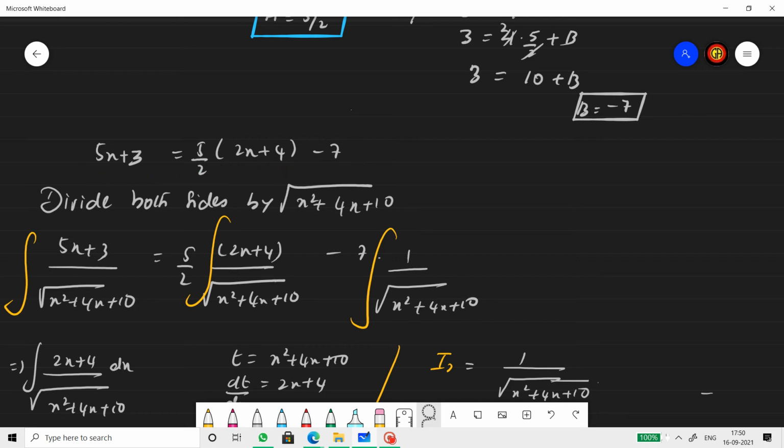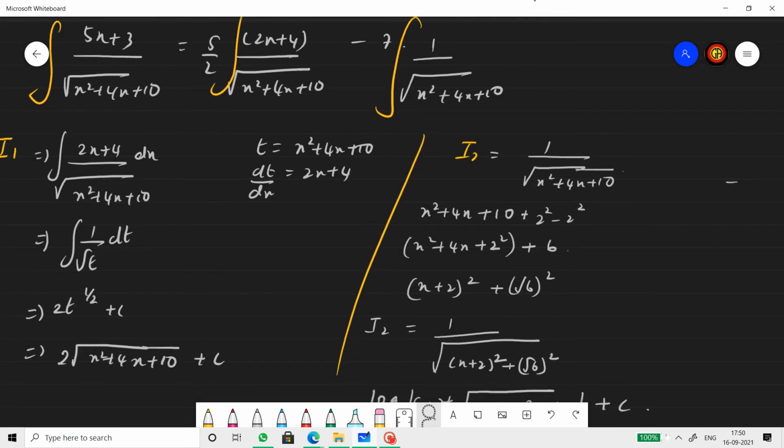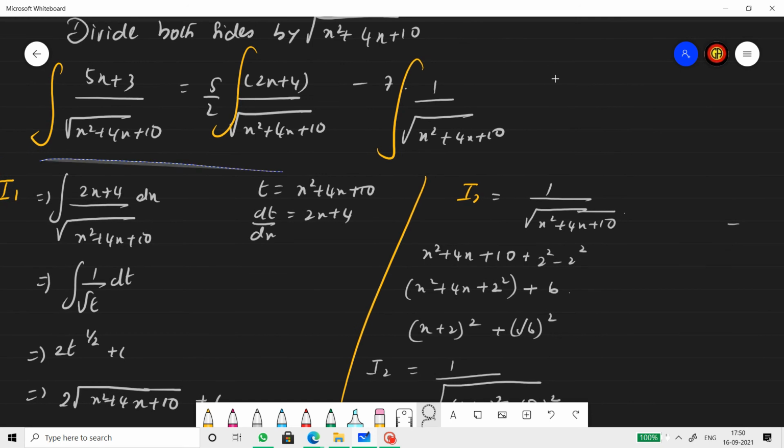Now, I can either replace 5x plus 3 with this in the question, or I can divide both sides of the statement throughout by root over x square plus 4x plus 10. Once you do that, your question will come to this form.